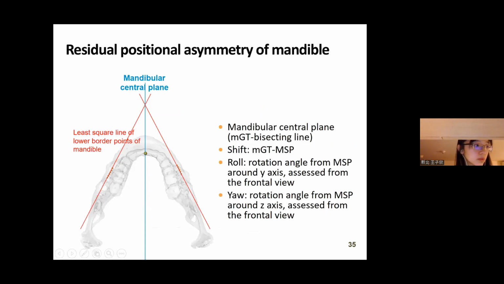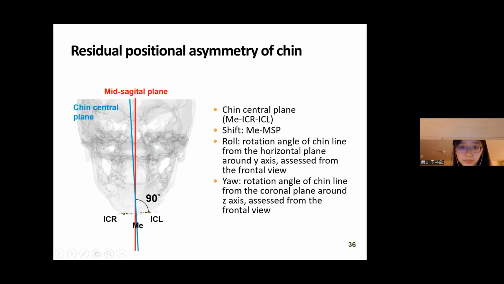For the mandible, the central plane was defined as passing through the medial genial tubercle and the bisecting line of the lower border of the mandible. The shift asymmetry was calculated as the distance of the medial genial tubercle to the mid-sagittal plane. The roll asymmetry was the rotation angle from the mid-sagittal plane around the y-axis, assessed from the frontal view. The yaw asymmetry was the rotation angle from the mid-sagittal plane around the z-axis, assessed from the frontal view.